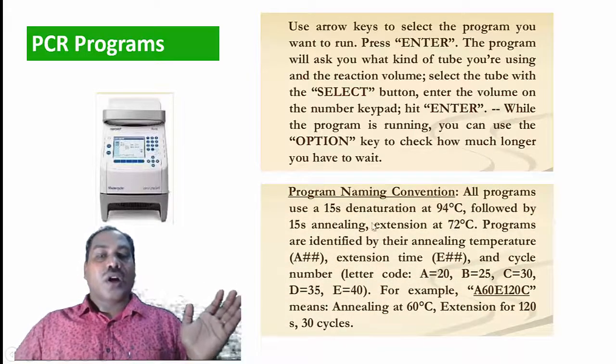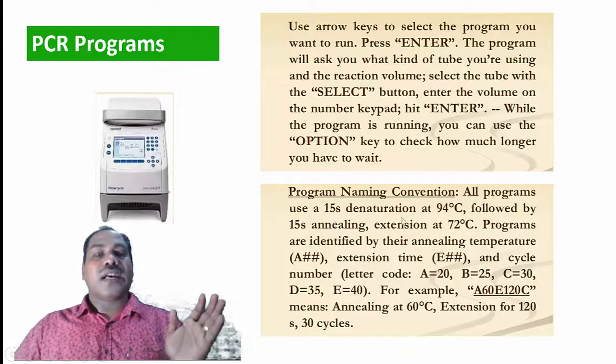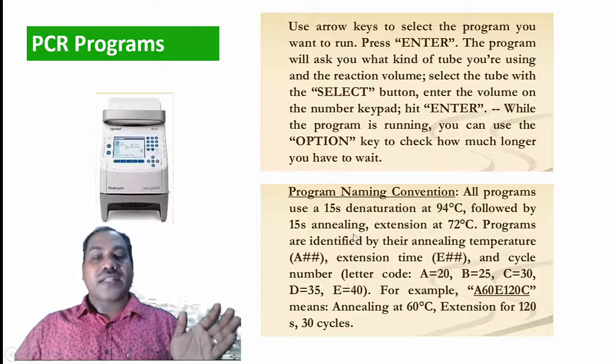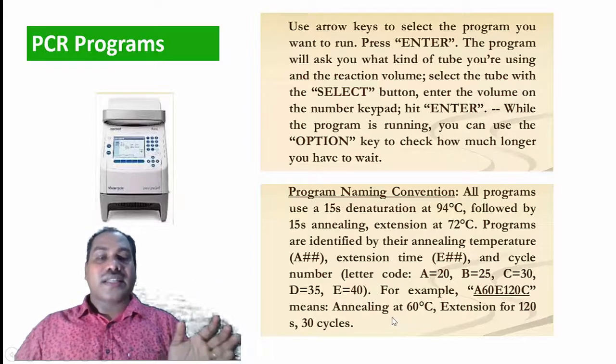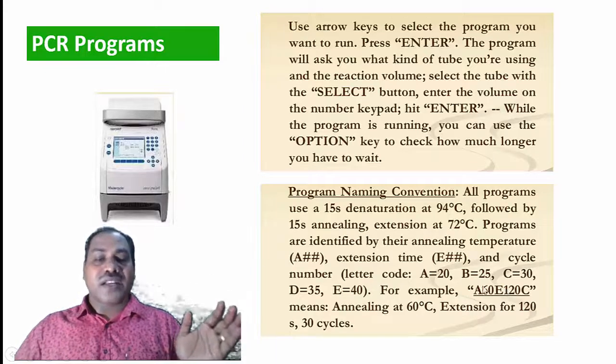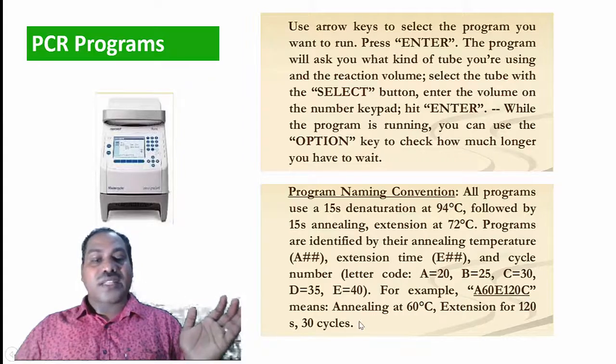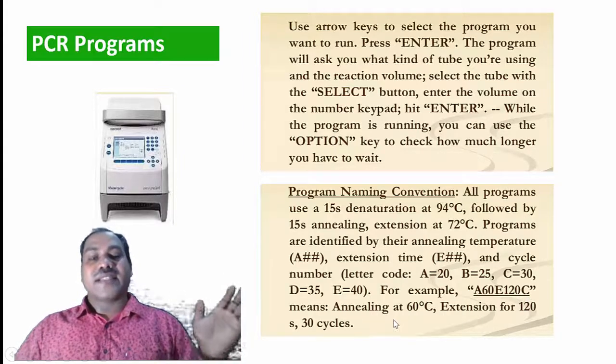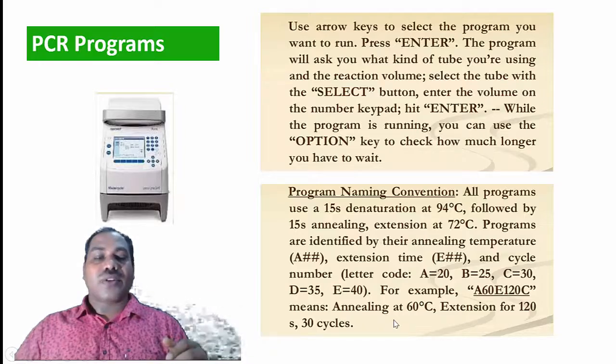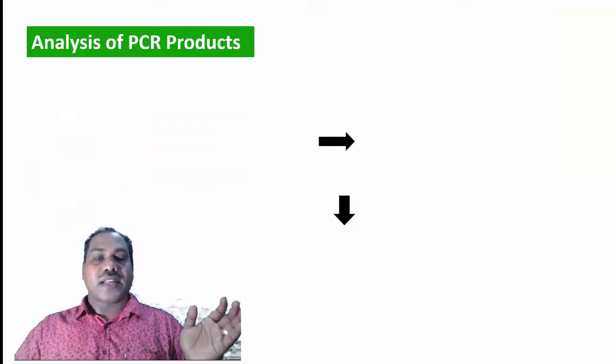Also, all the programs generally use 15 seconds of denaturation at 94 degrees centigrade, followed by 15 seconds of annealing, then extension at 72 degrees centigrade. These are some examples of programming. For example, one program is A60 120C, meaning annealing at 60 degrees centigrade, extension for 120 seconds, and for 30 cycles.